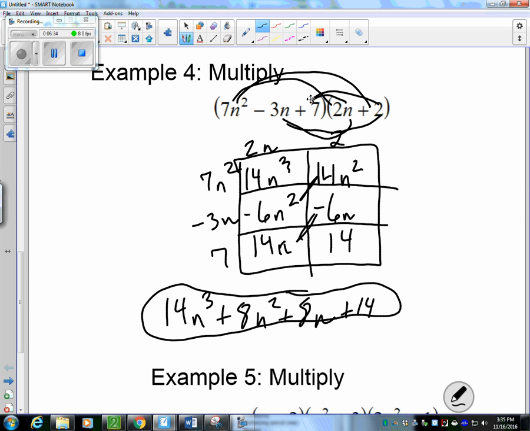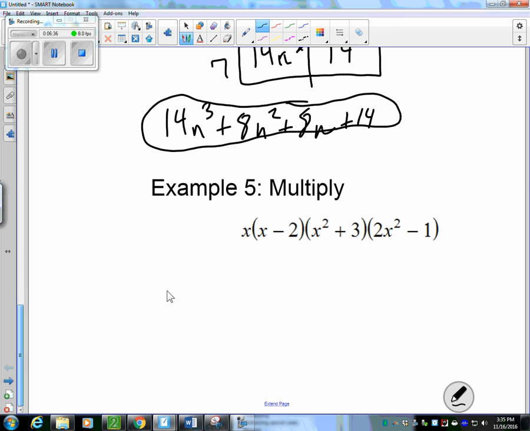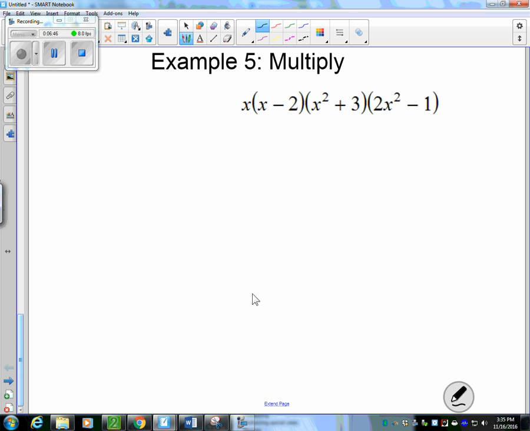Last problem of the day is a monomial times a binomial times a binomial times a binomial. Looks terrible. Not that bad. So what I end up doing when I have 4 polynomials multiplied together, I take the first 2 and multiply those together first. So x times x, x squared. X times negative 2 is negative 2x. Put parentheses around that. And then I take the last 2 polynomials and multiply those out together.